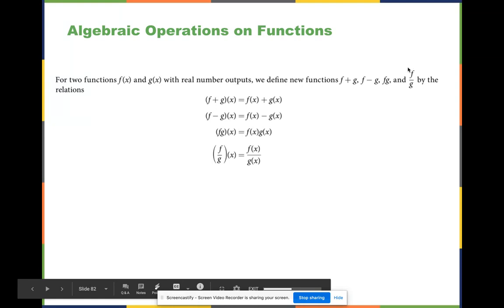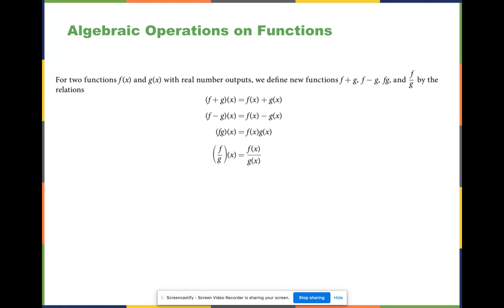Okay, we are going to get started in section 1.4. And in this section, we're talking about ways that we can combine functions. So the first way we can combine them is using algebraic operations. If we have two functions, f of x and g of x, and they have real number outputs, so the kinds of things we'd expect, we define new functions. We can add, subtract, multiply, and divide in the following ways.